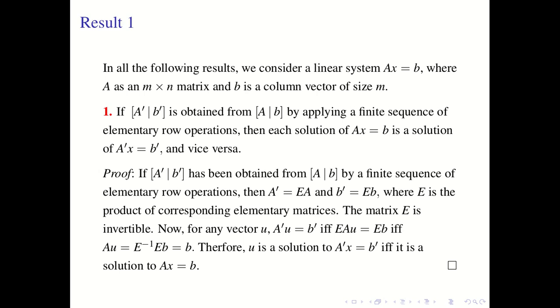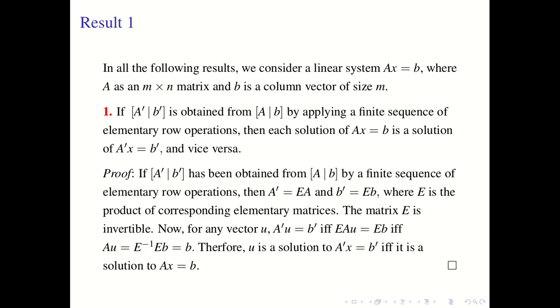Look at this augmented matrix AB. By doing a finite sequence of elementary row operations on AB, you get A prime B prime. Now write A prime equal to EA and B prime equal to EB, where E is the product of corresponding elementary matrices. Now E is a product of elementary matrices, therefore it is invertible.